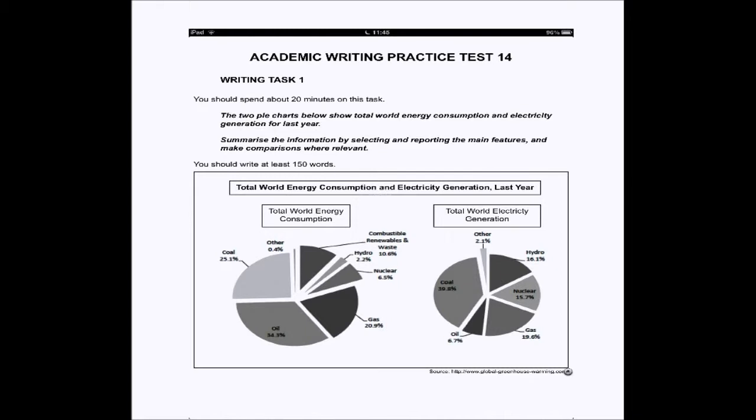First of all, you'll have a look for similarities and differences. So the thing that hits me first of all is the pie chart on the left, the total world energy consumption. We've got 25.1% of coal, which was the second largest. And then if we have a look at coal in the next pie chart and the total world electricity generation, coal is the number 1 with 39.8%. If we look at oil on the left hand pie chart, it's 34.3%, and then on the right hand side it's only 6.7%, so a big difference there.